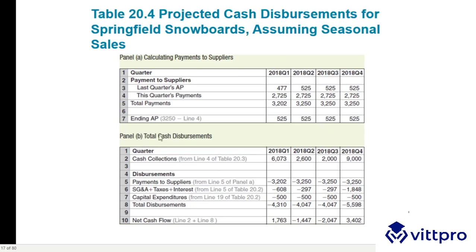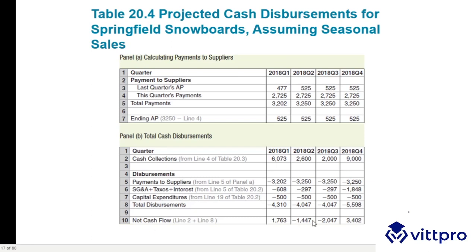So here is the direct method. You can see this is the direct method of looking at the cash flows, right? Cash collections which we get from the AR budget: 6000, 2600, 2900, 9000. Payment to suppliers comes from here. SG and taxes come from another table. Capital expenditure came from the cash budget. Total disbursement and the net cash flow.